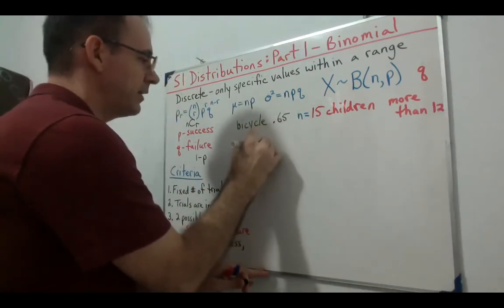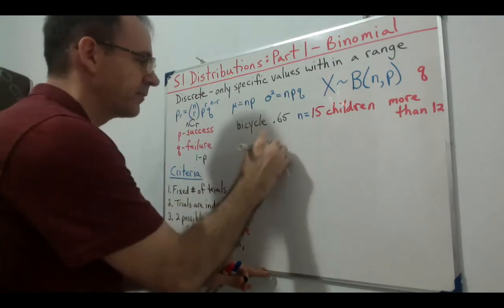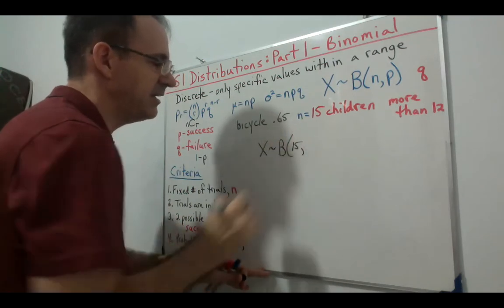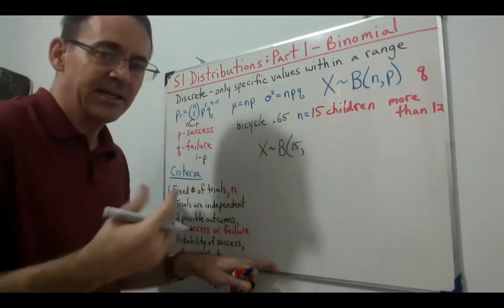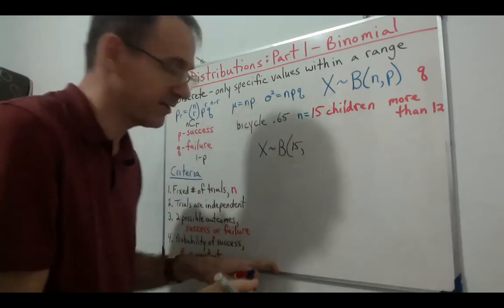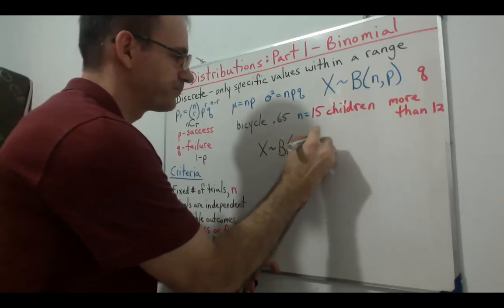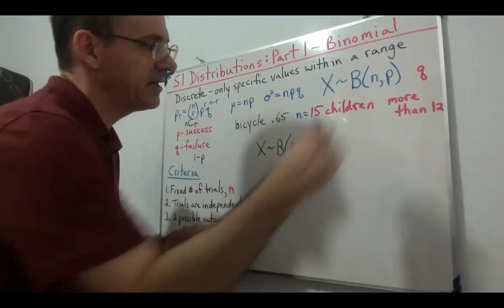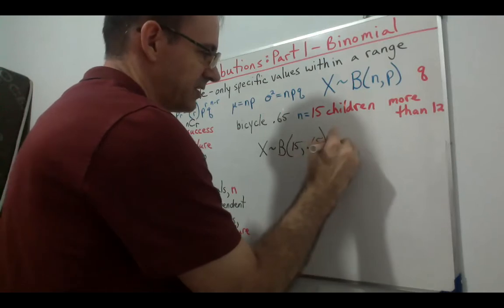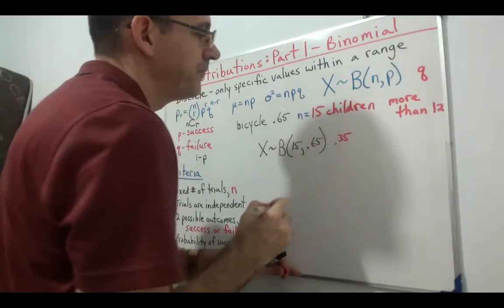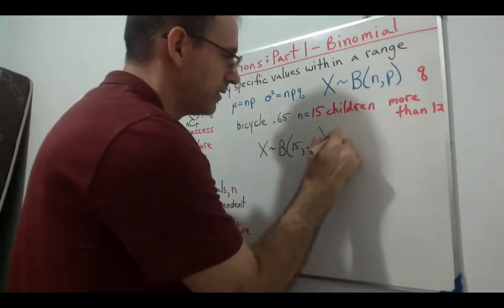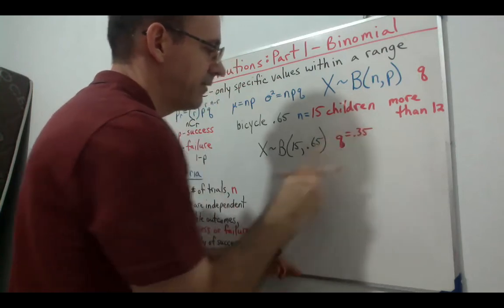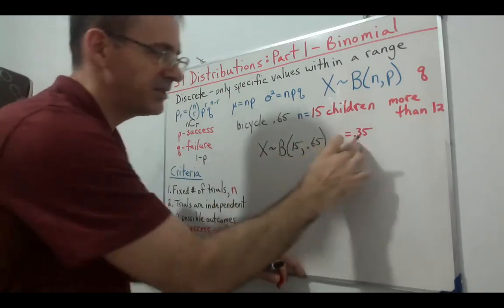So what we want to put is X, our random variable, is distributed binomially. The fixed number of trials is 15, and our probability of success, since it says these own a bicycle, is 0.65. Those are the parameters. And then I just put on the side the Q. So if 0.65 is the success, then 0.35 is the failure. In fact, you could put Q equals 0.35, 1 minus 0.65 is 0.35. I just put it there on the side.